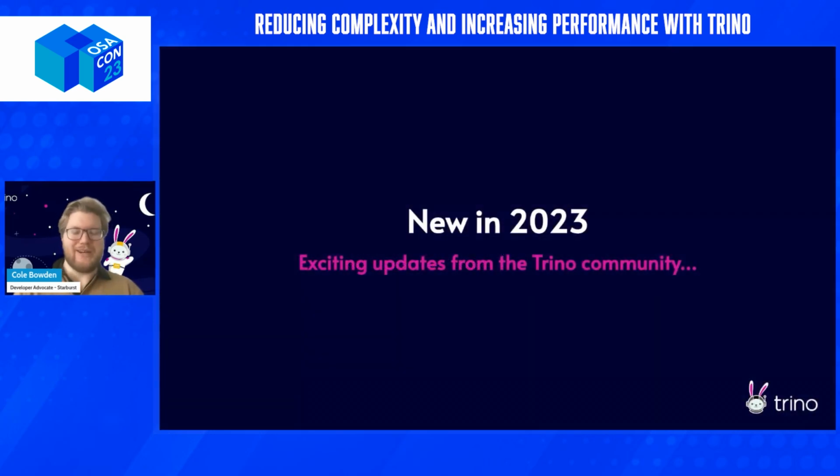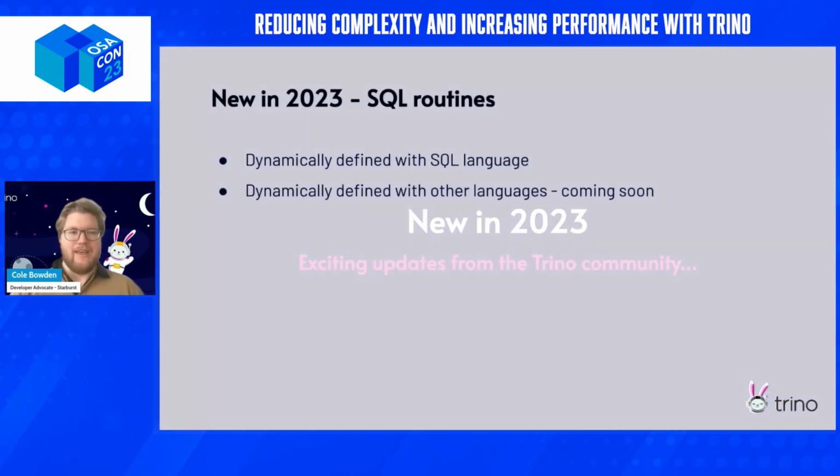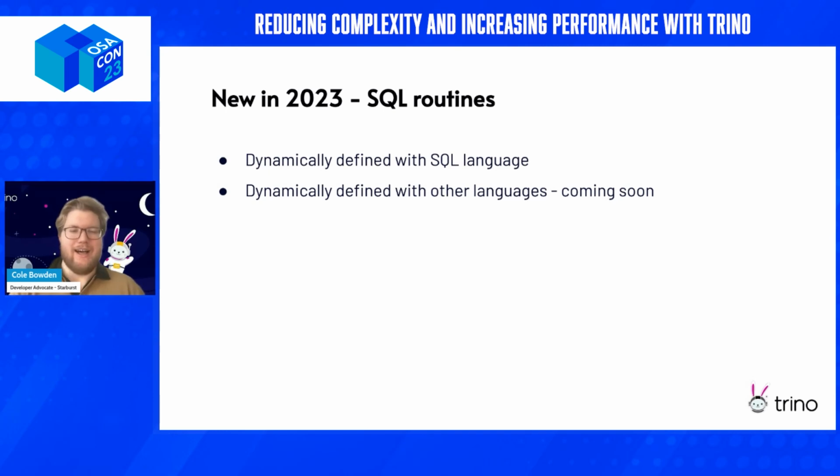So new in 2023, those were things that have already existed, but these are things that have happened this year. So this is a project update and things that you may have missed if you weren't paying close attention to the Trino release notes. So the biggest one, which we're all very excited about, is SQL routines. This is the ANSI SQL way to implement user-defined functions.